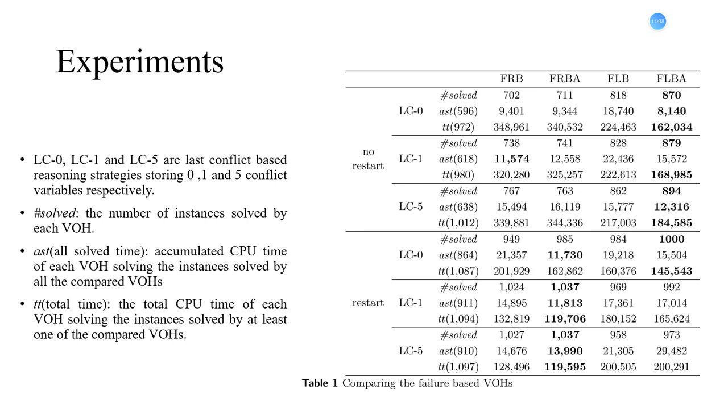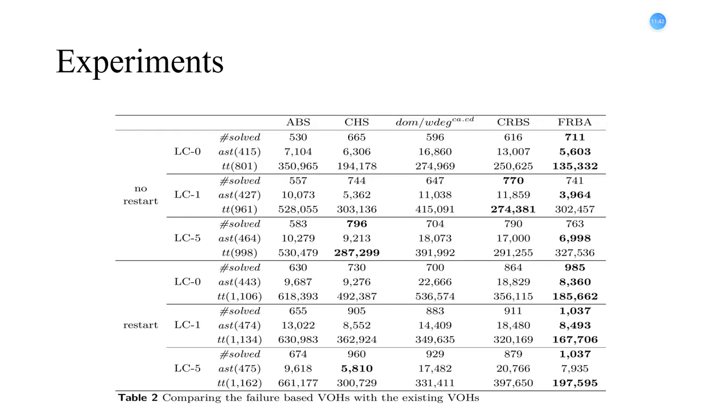From the table, we can see that with the faster restart strategy, the FRBA performs best in general. And without restart, the FRBA performs best. But the FRBA solves the largest number of instances, so we use it as the representative of the failure-based variable ordering heuristics in the following experiments. And secondly, we compared the FRBA with the existing heuristics. It is shown the FRBA outperforms the others in both CPU time and the number of solved instances.